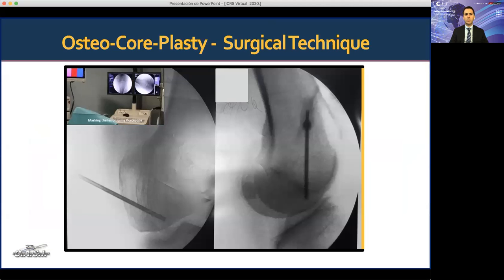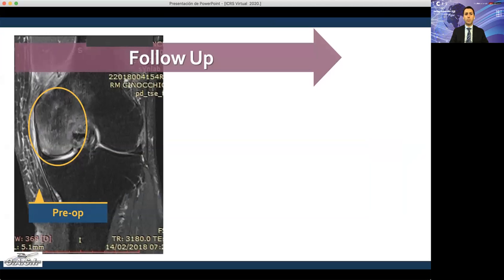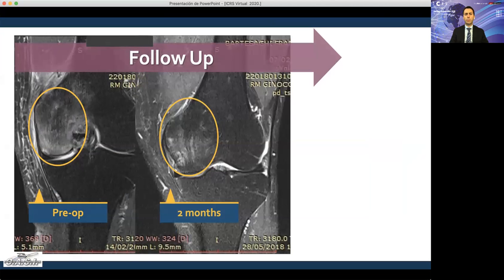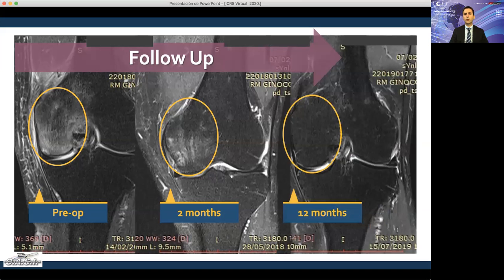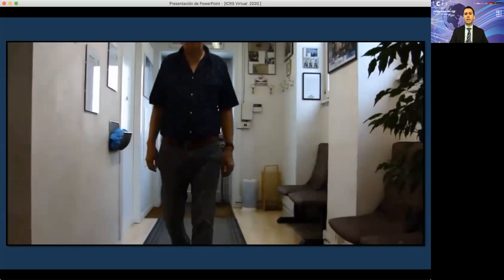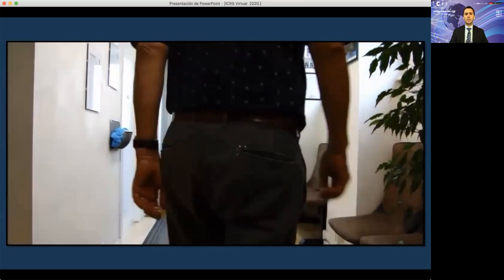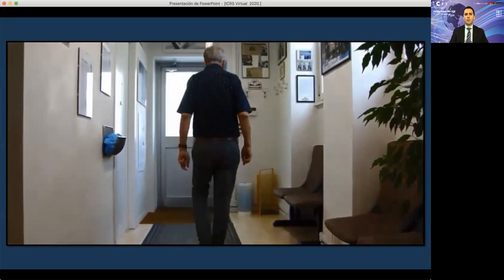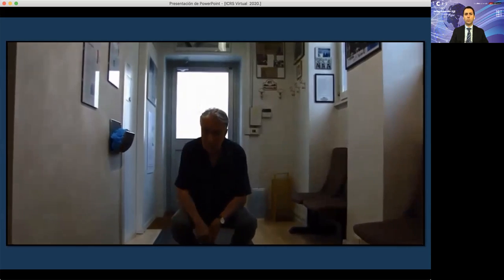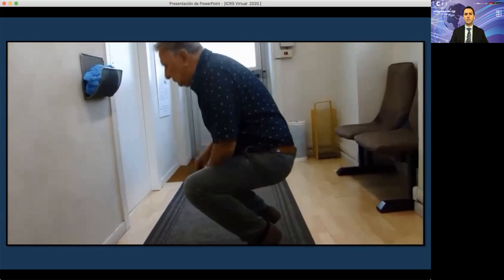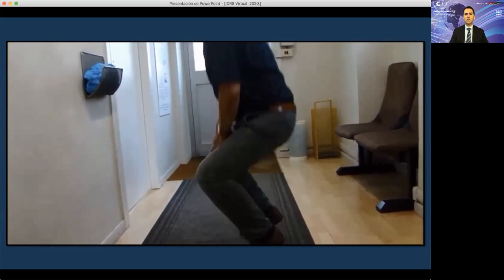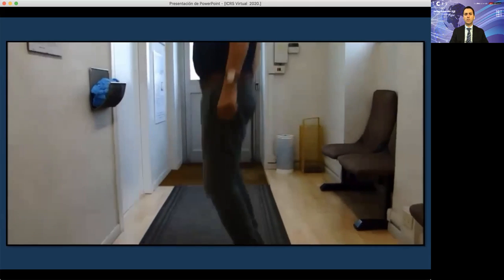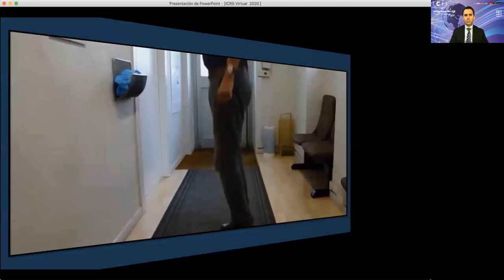This is the targeting of the lesion under fluoroscopy, the pre-op MRI with an improvement in a 2-month MRI, and the resolution of the bone marrow lesion at 12 months. Clinically, the patient at 1 year is doing well with no pain, almost asymptomatic with good flexion and extension, and no pain with the impact.